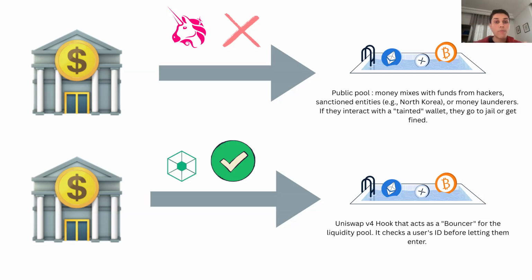As the blockchain and Web3 ecosystem gets bigger and bigger, institutional investors like banks or hedge funds have billions in capital that they want to deploy into DeFi to earn yield. However, they cannot legally do it because they cannot use Uniswap. Why? Because in a public pool, their money mixes with funds from hackers or sanctioned entities. If they interact with a tainted wallet, they can even lose their banking license.